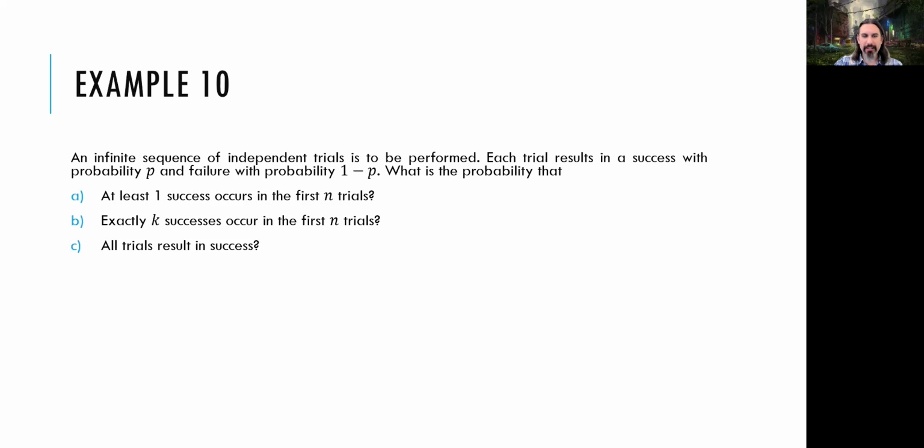What about b? Exactly k successes occur in the first n trials. Now, when we're talking about exactly k successes, we're actually talking about picking those successes out of n. So we need to choose k trials out of n trials and say that these are the successful ones. So n choose k, the combination of n and k.